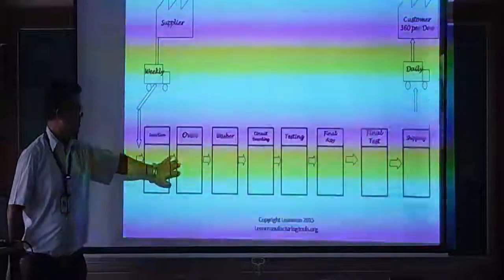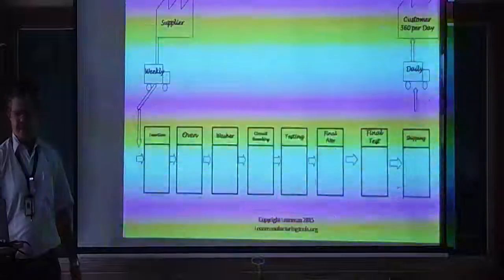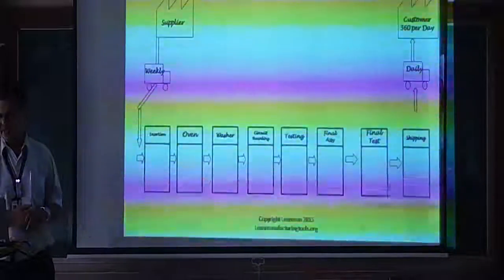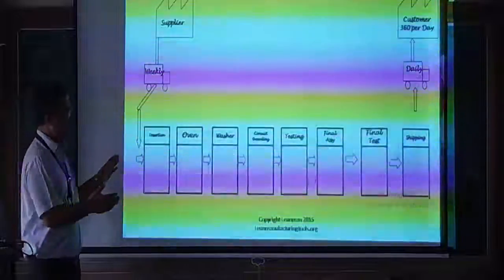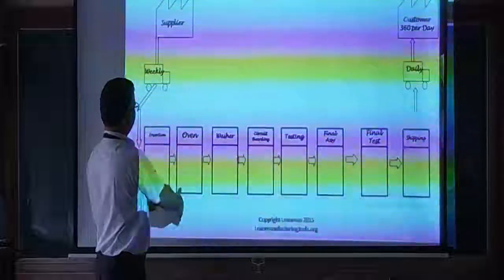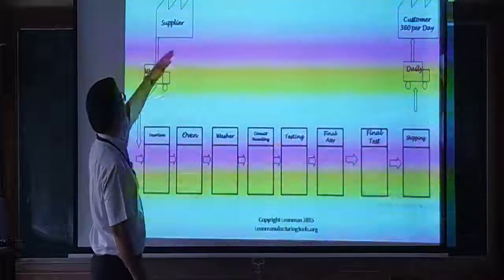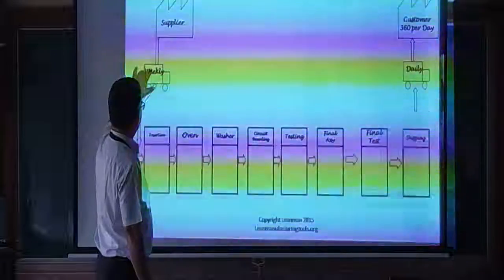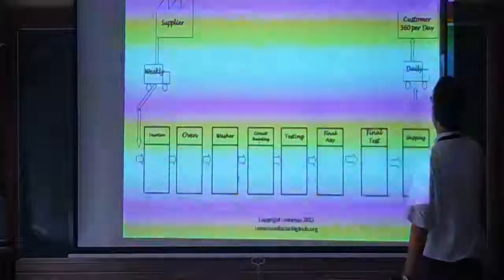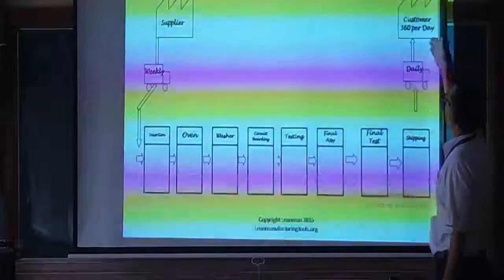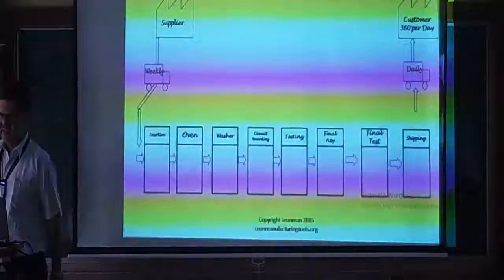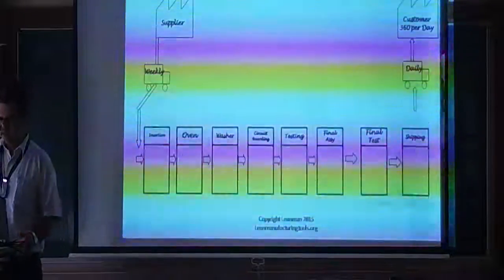This is what is called the process box for each. Say for example you have ignition, oven, washer, circuit boarding, testing, final assembly, final test, and so many processes, ultimately going to shipping. So we can say that each is going to constitute one process box. Here we have the supplier with weekly supply shown in a truck, undergoing all these processes, and then daily production directly supplying to the customer. Say for example, 360 components are supplied per day to the end customer.